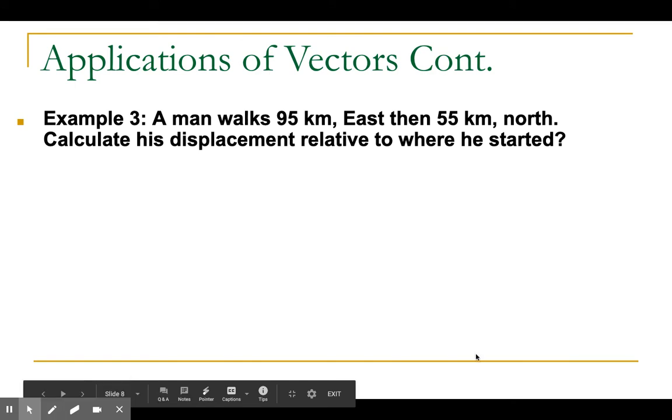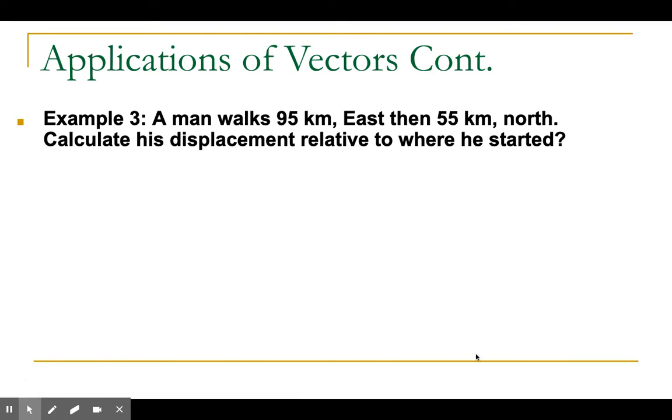Now that we know how to add and subtract vectors that are in the same and opposite directions, let's take a look at a scenario in which we have two vectors that are not in opposite directions or the same direction. So still an example of vector addition. Example 3. A man walks 95 kilometers east, then 55 kilometers north. Calculate his displacement relative to where he started.